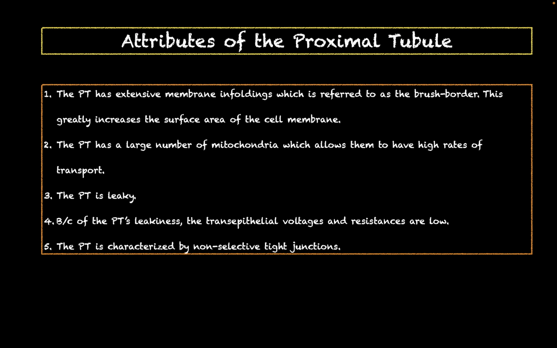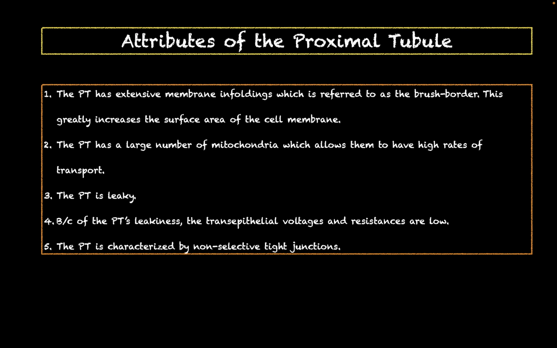The second attribute is that the proximal tubule has a lot of mitochondria in it. This is going to allow the cell to consume a lot of oxygen and therefore produce a lot of ATP. This ATP is going to drive the action of the sodium-potassium pump, which we're going to talk about, and this is going to allow sodium chloride to be absorbed at a high rate, and it's going to power a lot of the mechanisms that we're going to talk about today.